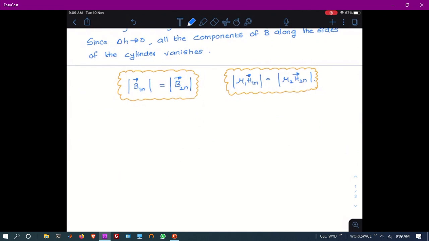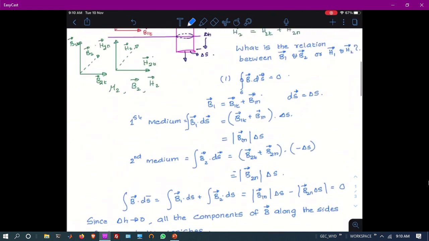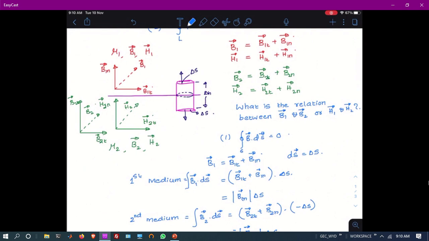So what about the tangential components? For tangential components, I will have a different structure to be drawn. So let me just copy this.